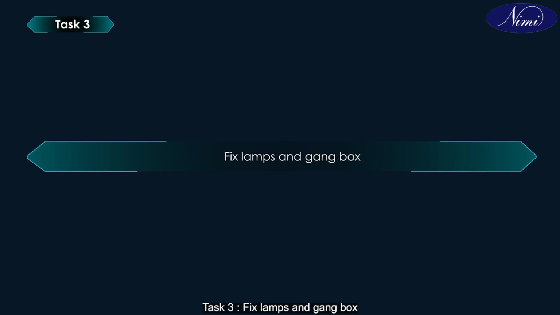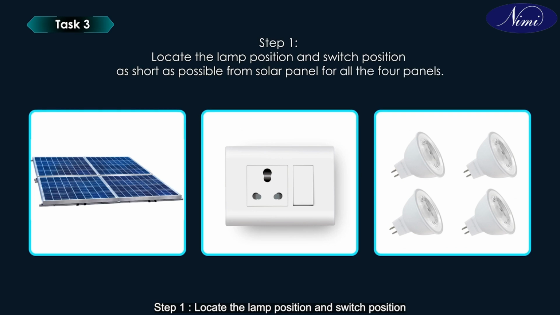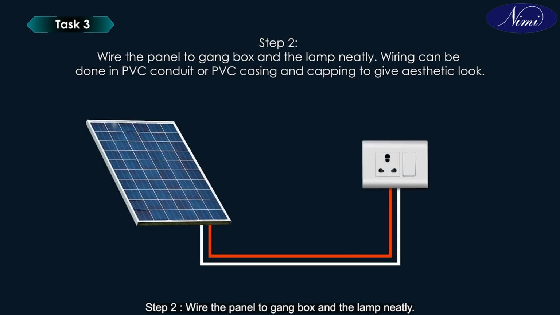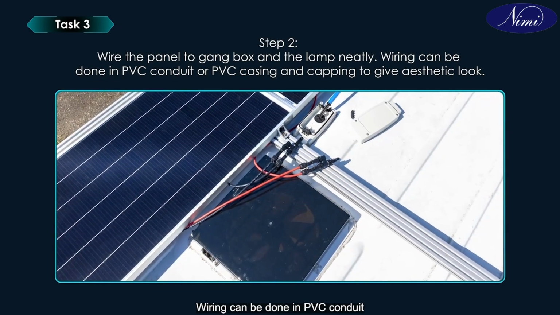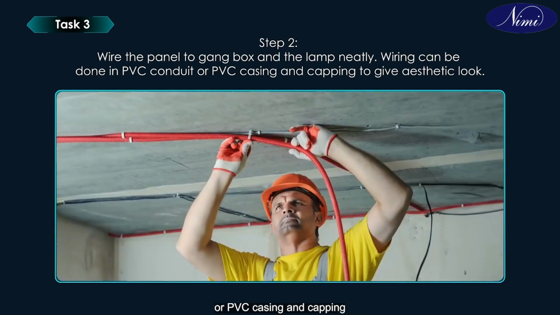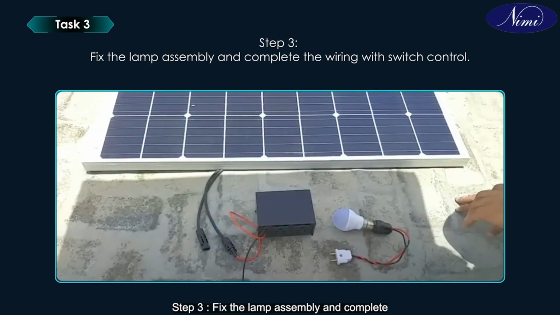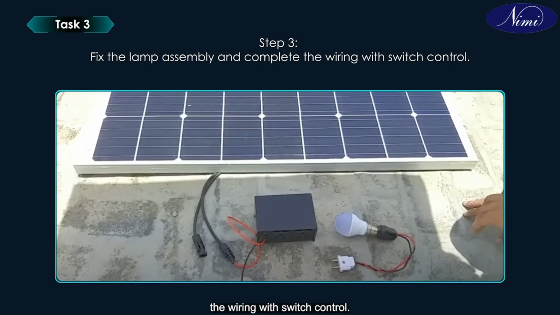Task 3. Fix lamps and gang box. Step 1. Locate the lamp position and switch position as short as possible from the solar panel for all the 4 panels. Step 2. Wire the panel to the gang box and the lamp neatly. Wiring can be done in PVC conduit or PVC casing and capping to give an aesthetic look. Step 3. Fix the lamp assembly and complete the wiring with switch control.